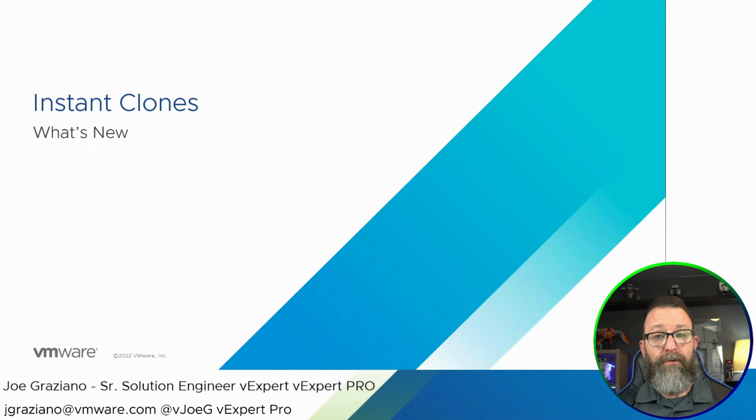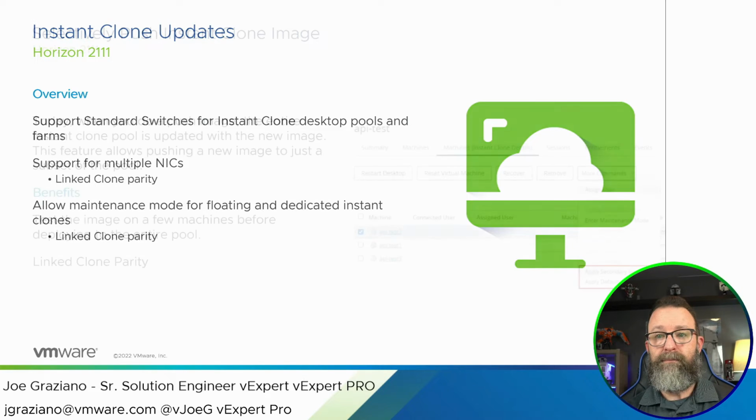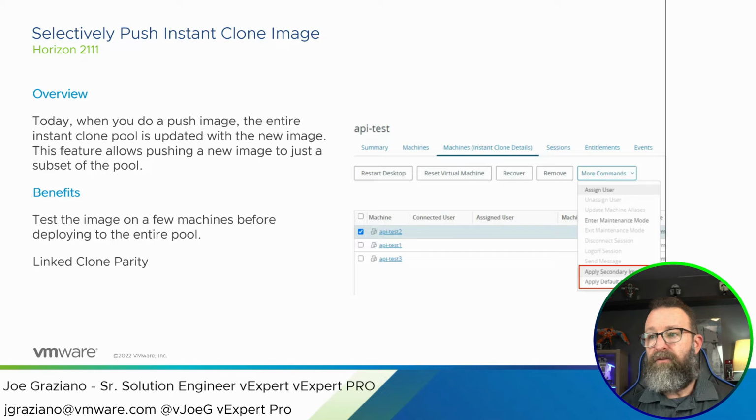Okay, so how about instant clones? In 2111, support for standard switches, over and above distributed switches, has been enabled. Link parity for multiple NICs has also been enabled, along with maintenance mode for floating and dedicated instant clones. So you can now put instant clones in maintenance mode individually, so you can selectively push an instant clone image as well.